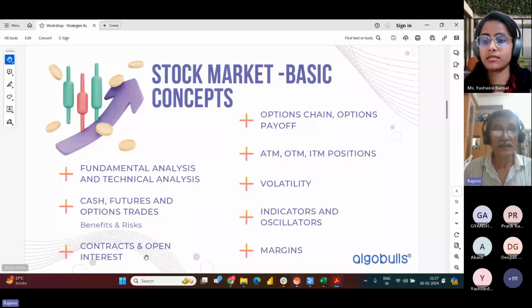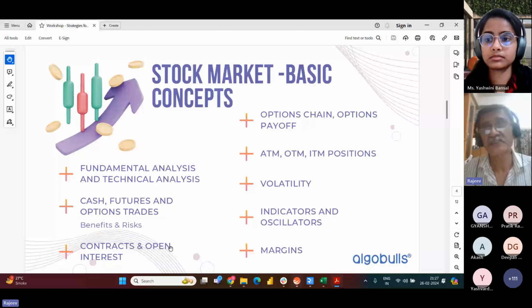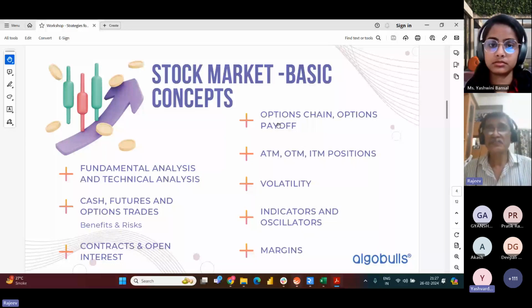It's also an important concept. While you're developing strategies, you will quite often come across open interest as a term, because a lot of strategies use open interest for making decisions about the trades. We just saw the option chain. We'll touch upon that a little bit, and then we will move to options payoff.